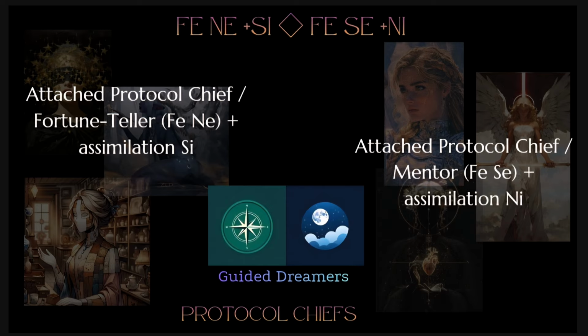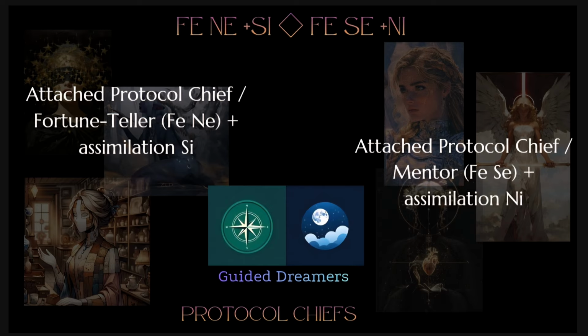There's two types of protocol chiefs that are feelers. You have the FENE and FESE. What does this actually mean? The protocol chief that uses NE is constantly looking for creating more options, and then it's using SI as a simulation. It's creating in the mind because it's a dreamer in potential for the collective, and then by using the SI will create the environment for those to be laid into.